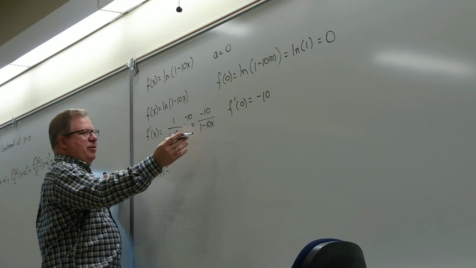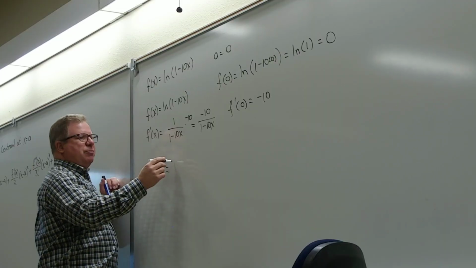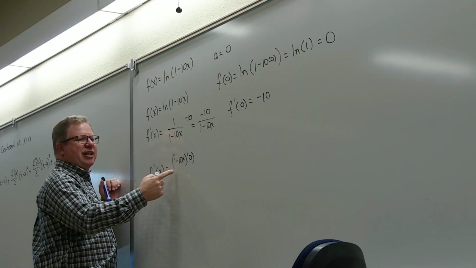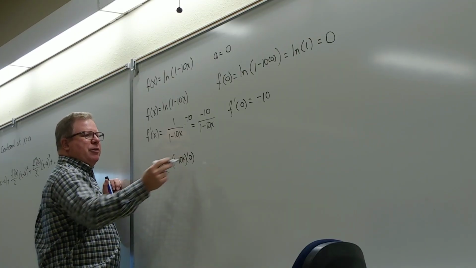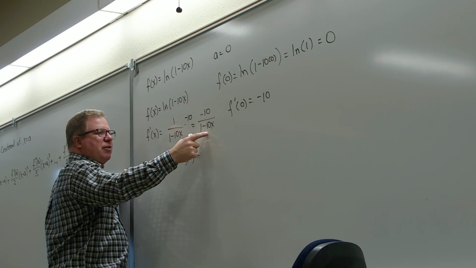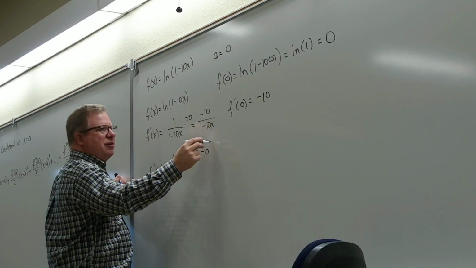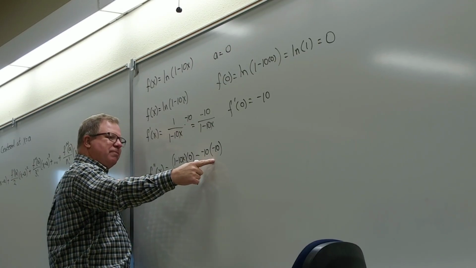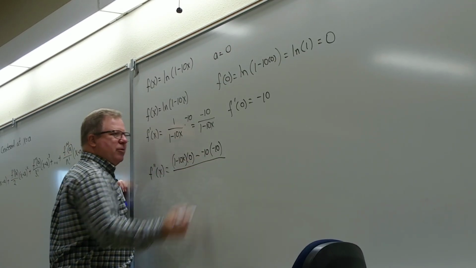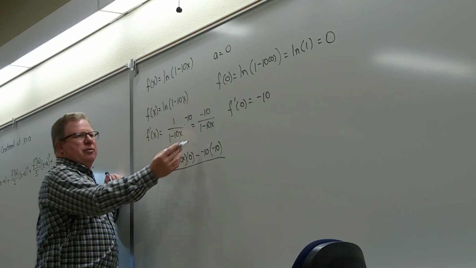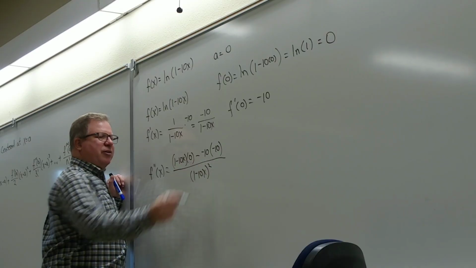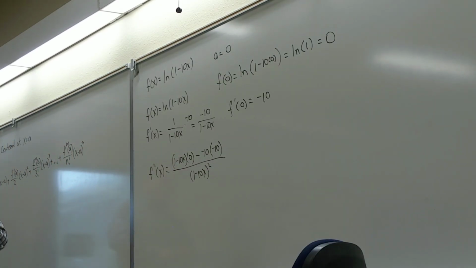Quotient rule. Bottom times the derivative of the top. So it'll be 1 minus 10x times the derivative of the top, which is 0. That's low d high. Minus the top times the derivative of the bottom. So minus negative 10 times the derivative of the bottom, which is negative 10. That's high d low. Over low squared, 1 minus 10x squared. Low d high minus high d low all over the square of what's below.